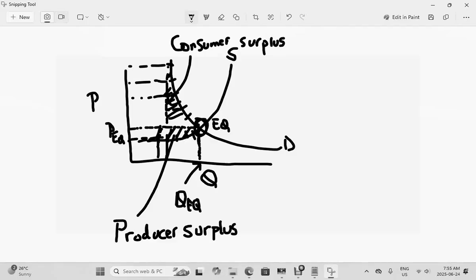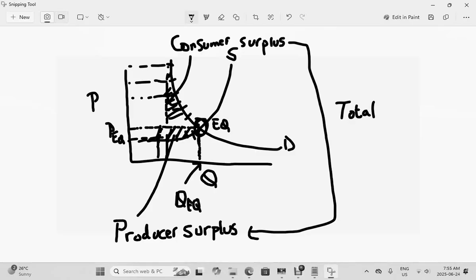All right, and when you add these two together, you have something called total surplus, also known as social surplus.